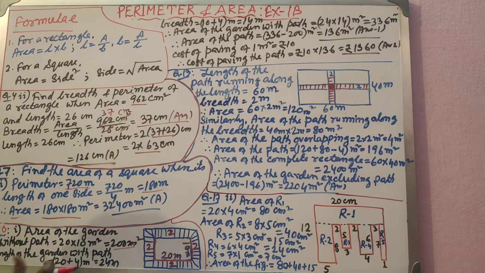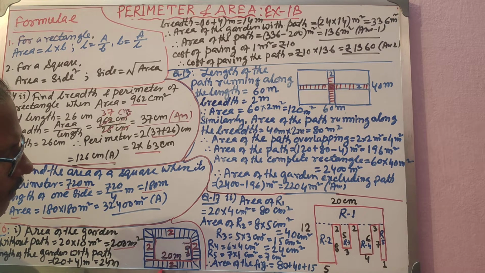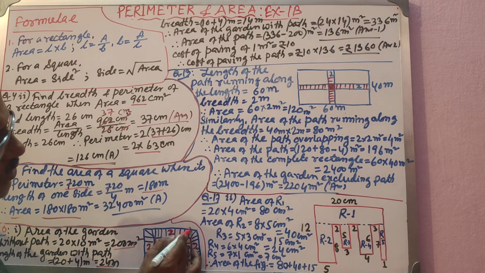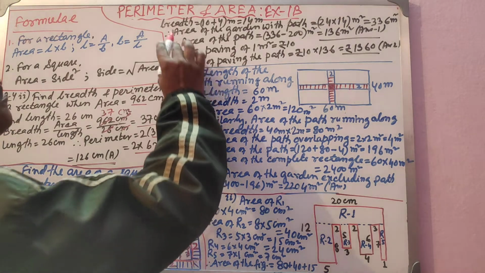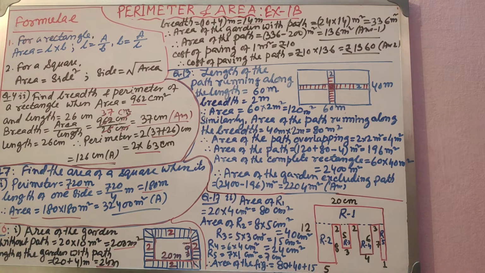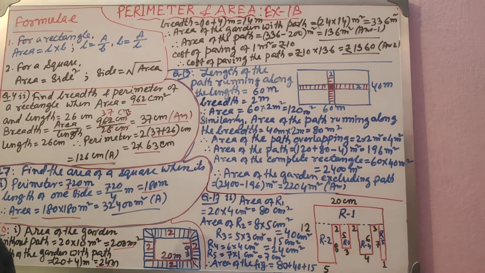In that case, the length of the garden with the path: length here is 20, up to here 20. This side is 2, this side is 2. So 2 plus 2, 4 added. So the length of the garden along with the path will be 20 plus 2 plus 2, 4, that is 24 meter. Similarly, breadth also was 10 meter. Here is 2, here is 2. 10 plus 4, 14. So the breadth of the garden including the path will be 14 meter.